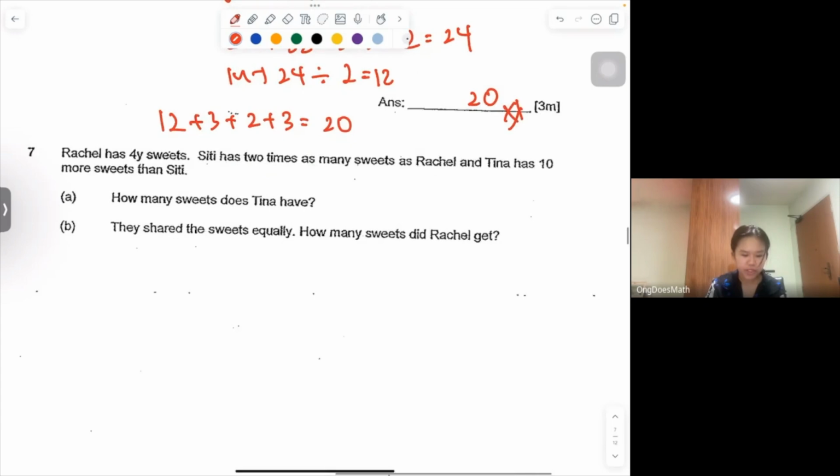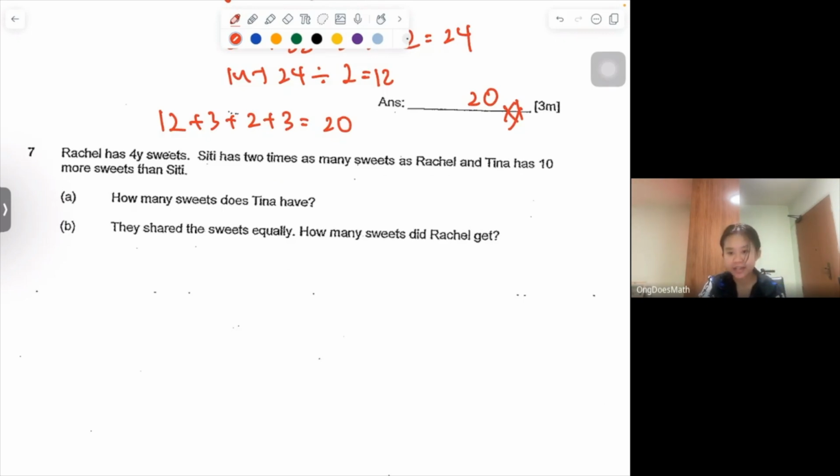Next, Rachel has 4 white sweets. Siti has 2 times as many sweets as Rachel. And Tina has 10 more sweets than Siti. Part A asks you how many sweets does Tina have? And part B asks you that if they share the sweets equally, how many sweets did Rachel give? Okay, so we'll do part A first.